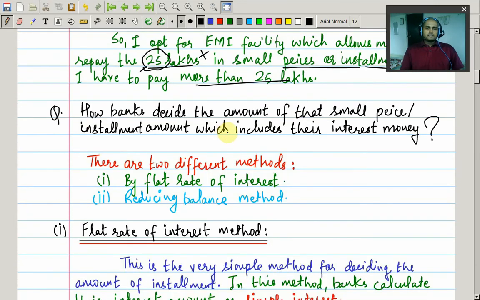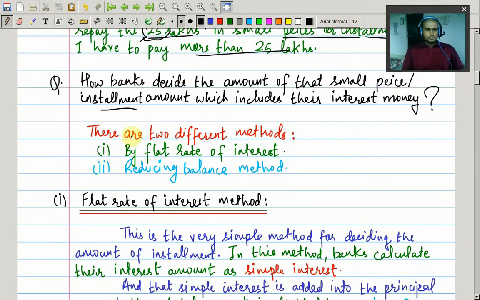So, how do banks decide the amount of that small piece or installment amount, which includes their interest money also? So, there are two different methods. First is flat rate of interest method. That's very easy, and one should always avoid this rate of interest, flat rate of interest. Second is reducing balance method. That's a very efficient method to calculate EMI.